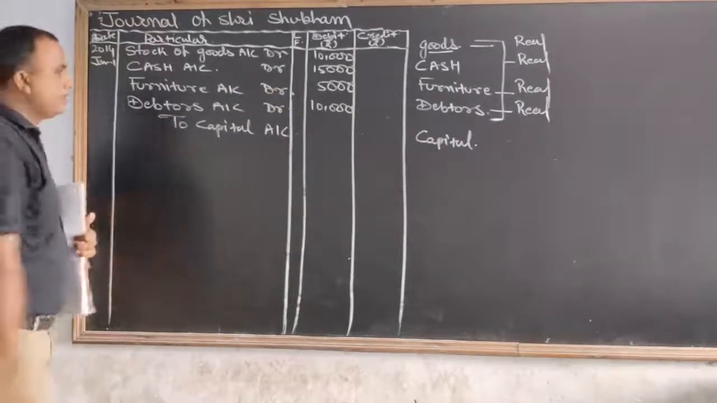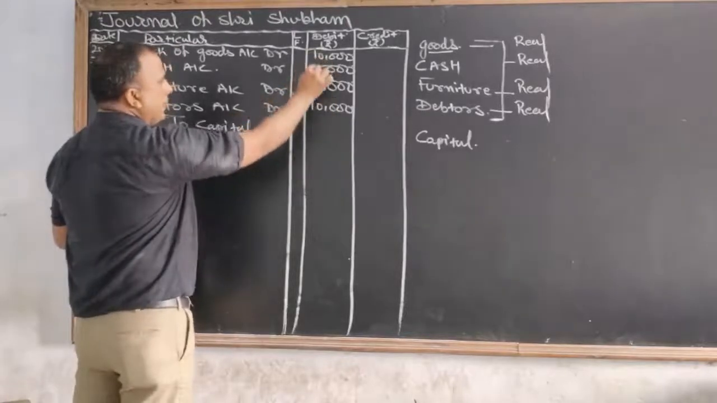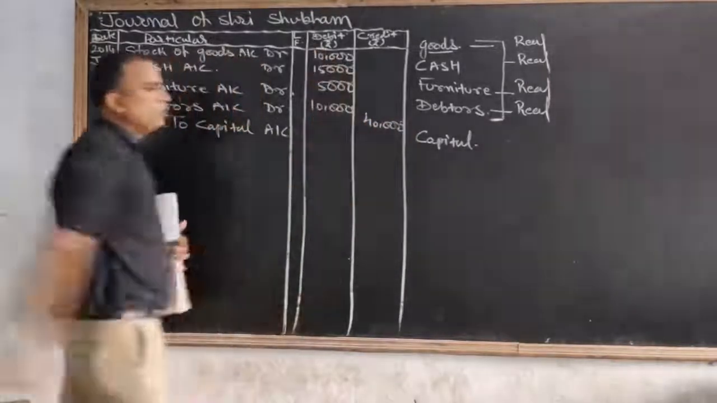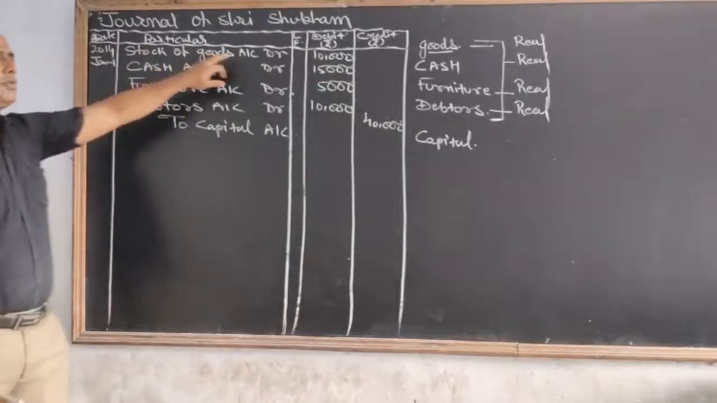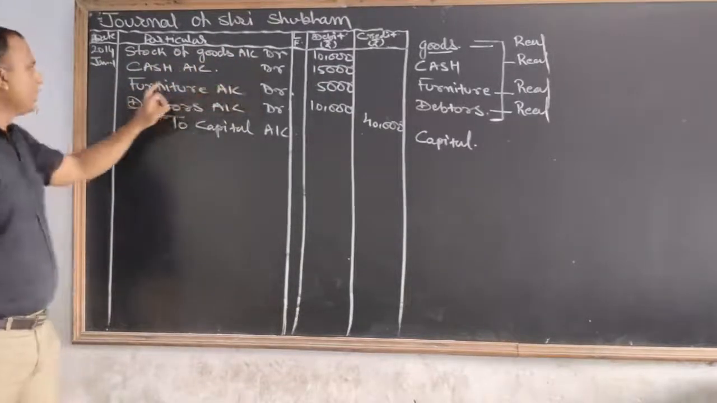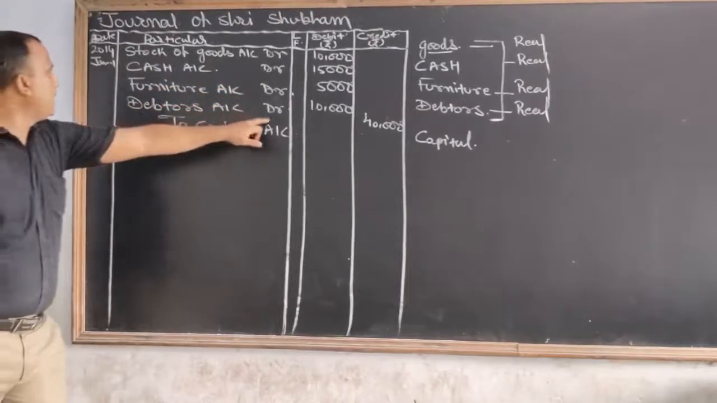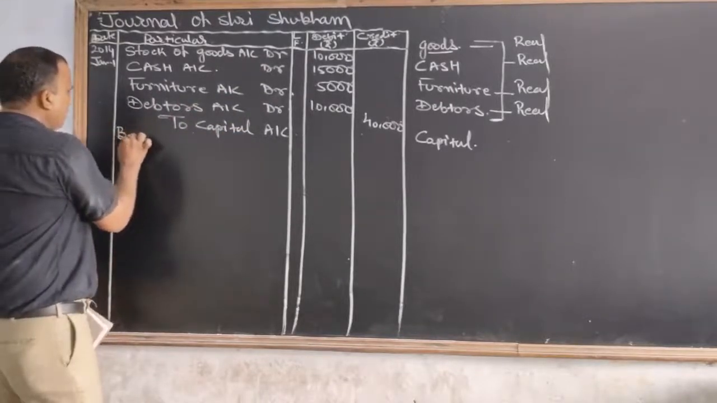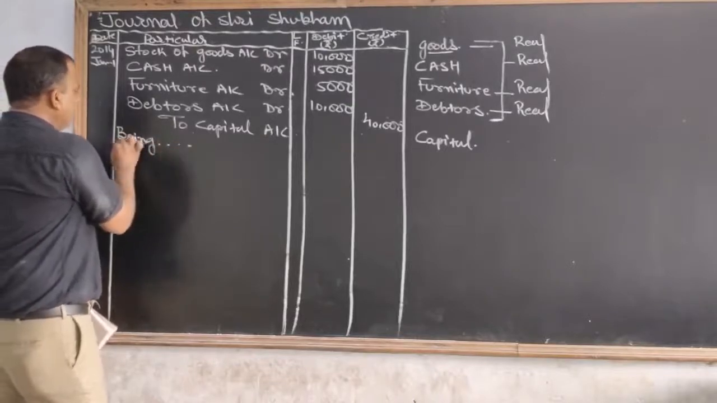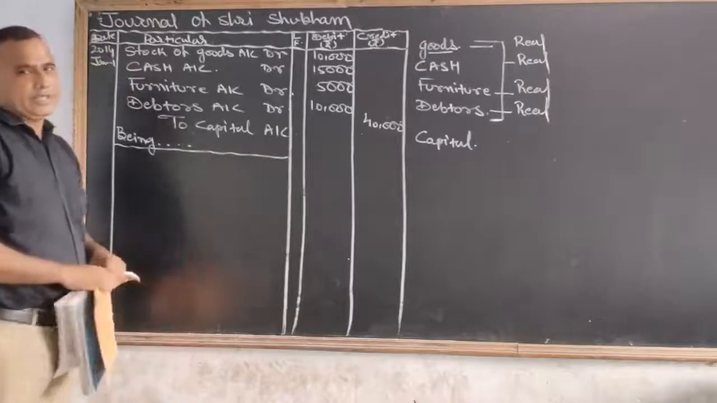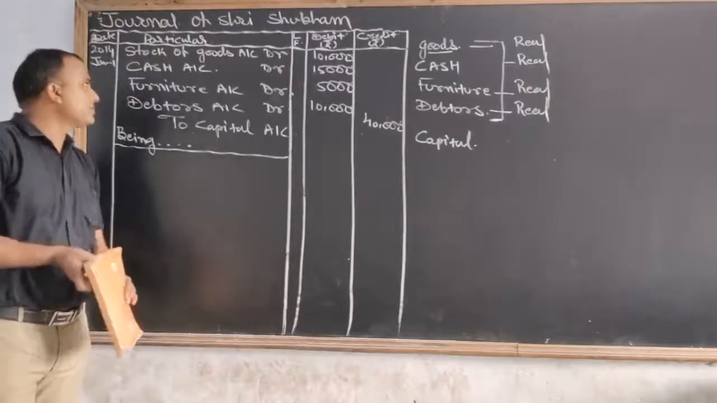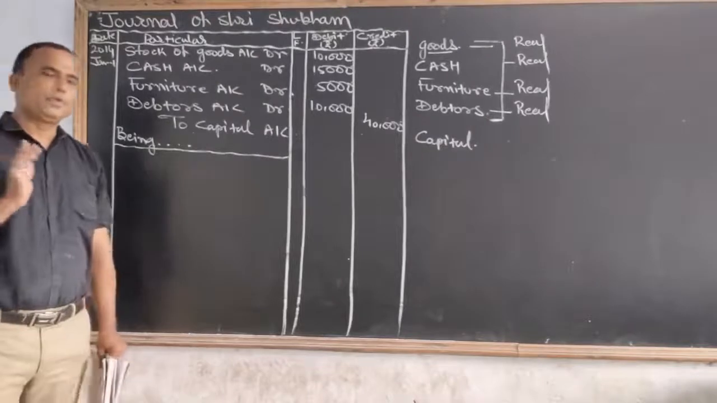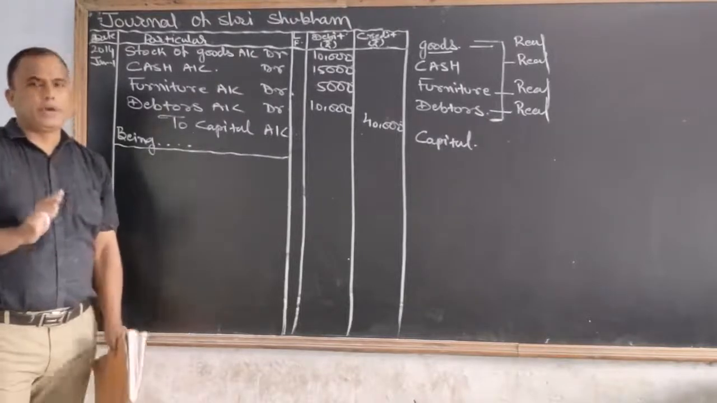To capital account, we will take the total of all these: 10 plus 15 is 25, 30, and 40. So the general entry: stock of goods account debit, cash account debit, furniture account debit, debtors account debit, to capital account 40,000. Then record narration with the word being: Being started a business by bringing cash, stock of goods, furniture and debtors. So the general entry is complete.